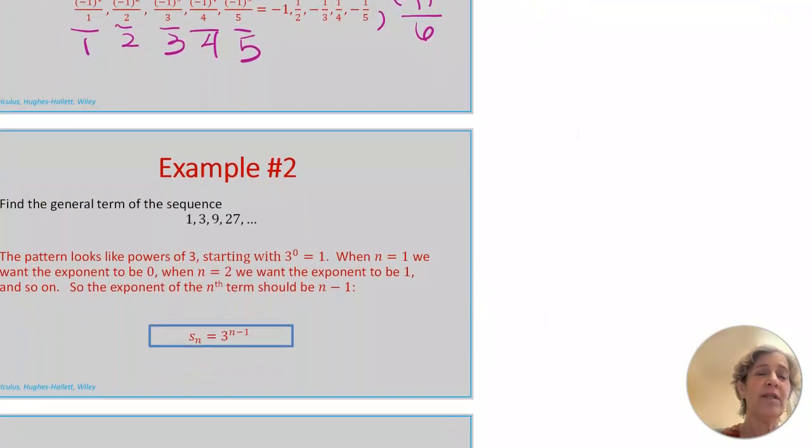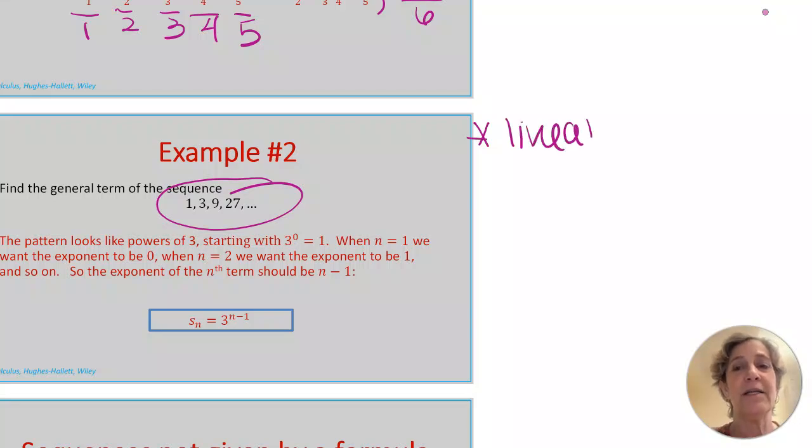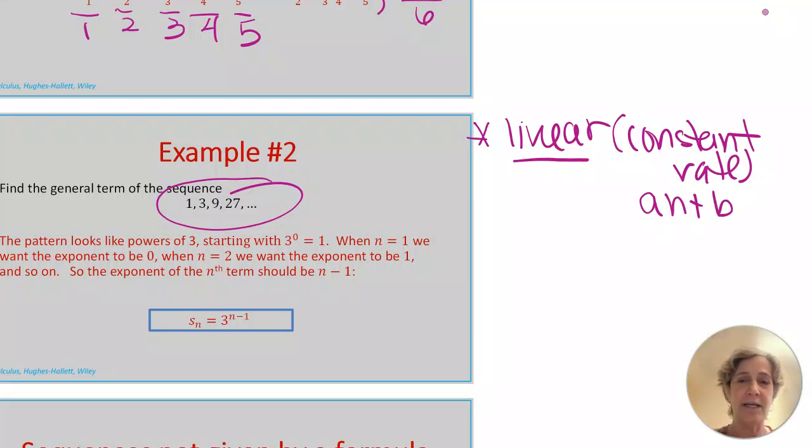Another example, going the other way. In the example we just did, they gave us the formula and we found the terms. Another kind of problem is where they give you the terms and you're looking for the pattern. These are usually the harder way to do it. It takes some practice, and there's a little bit of trial and error. Things to look for: is the pattern linear, meaning is there a constant rate of change? In which case your formula would look like some sort of an plus b, like the equation of a line.